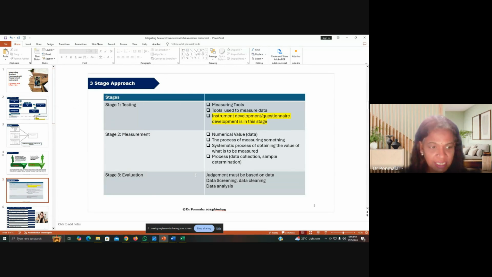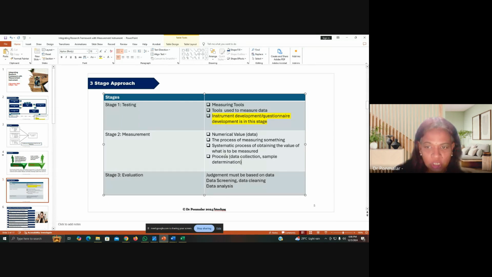Okay, the second stage is measurement. So the first stage is testing, the second stage is measurement. In the first stage we have defined our variables, come out with our framework, and from our definitions we have selected the right instrument. So now our questionnaire is ready. Second, based on our questionnaire, we start our data collection. In this part, we need to make sure our sample size is sufficient, and how we are going to collect our data. What kind of method are we going to use? Are we doing probability sampling or non-probability sampling? All that has to be in here, and only then do we go into data collection.